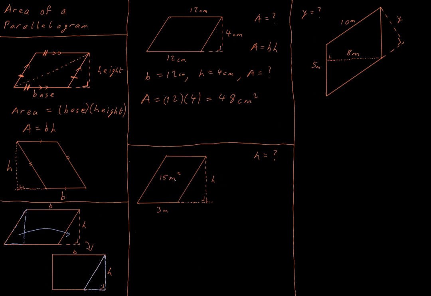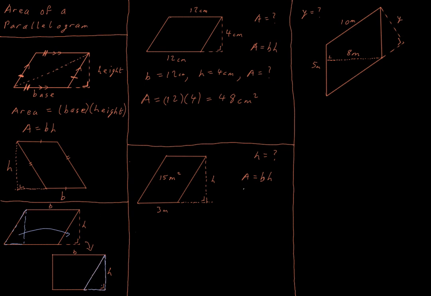I can see from context that because this is 15 meters squared, that must be the area. So I've got a parallelogram, and I've got something to do with its area, and I'm asked to find a height. So I'm going to write down my relevant formula: the base times the height.